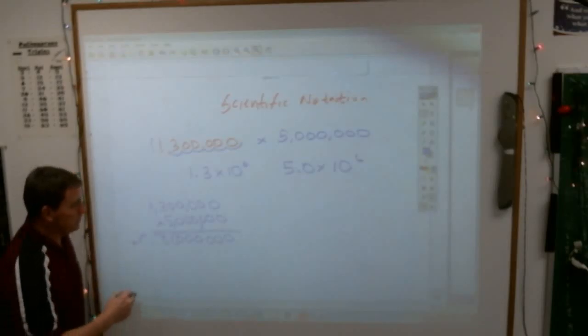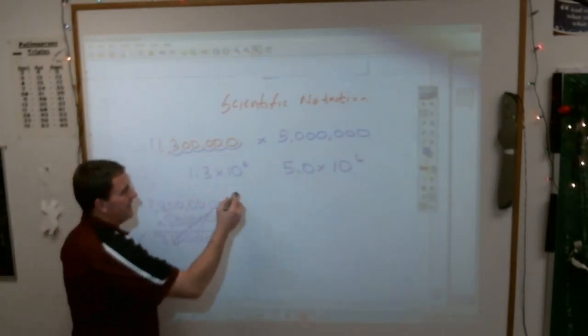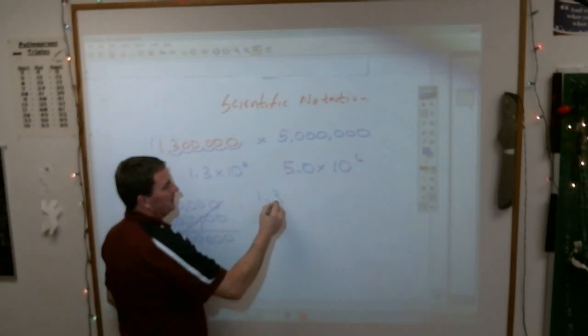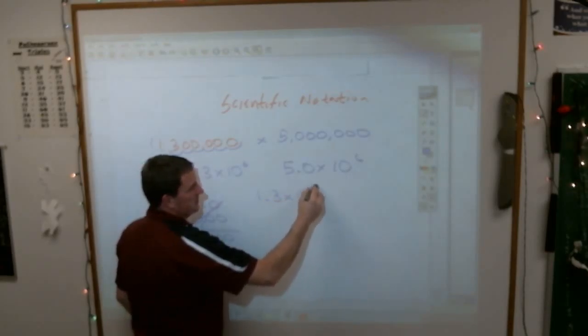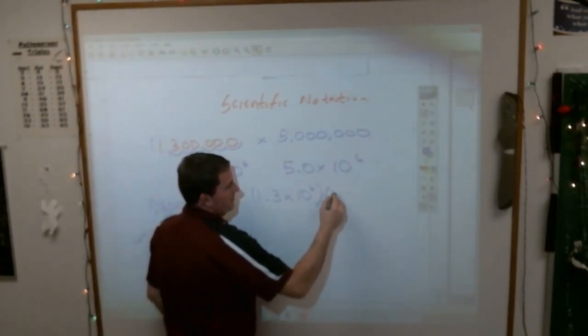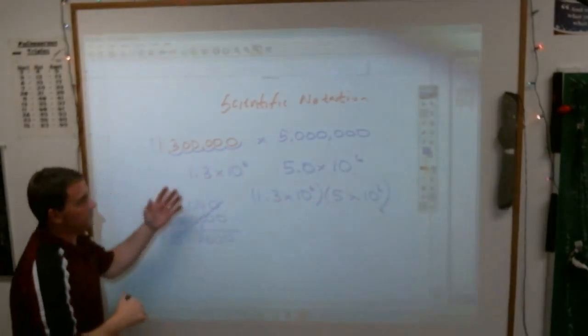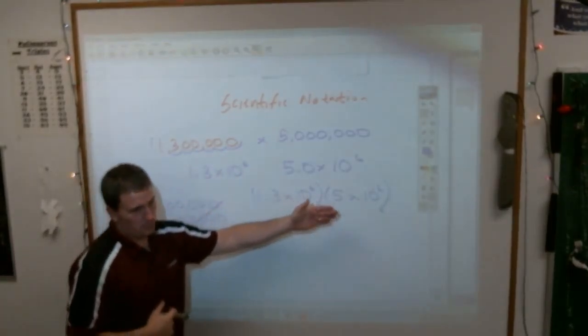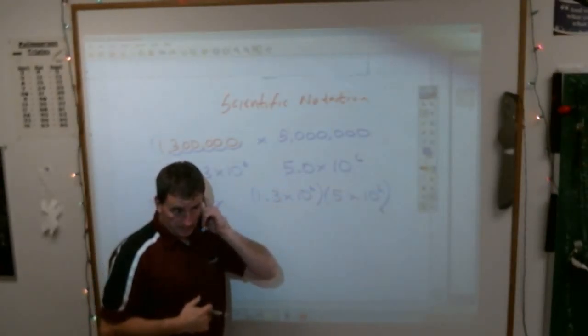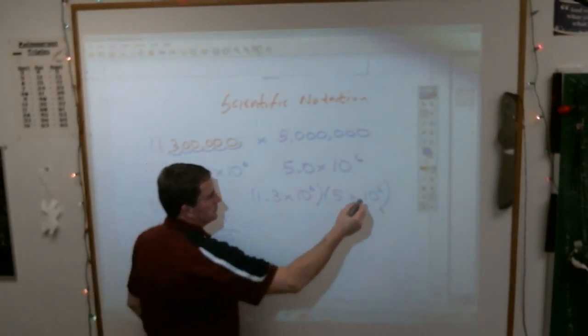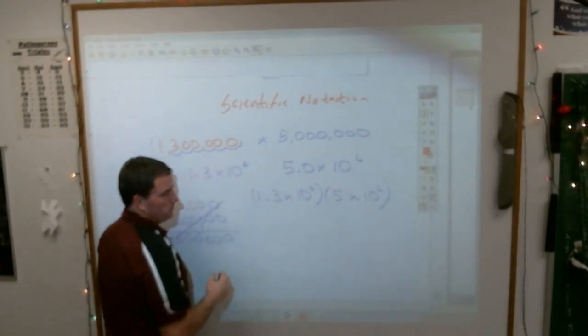Okay, so here's what we do, and this is what it looks like. I have 1.3 times 10 to the 6th times 5 times 10 to the 6th. Same problem, just written out in scientific notation form. Okay? Here are the simple steps. It doesn't get any easier than this.